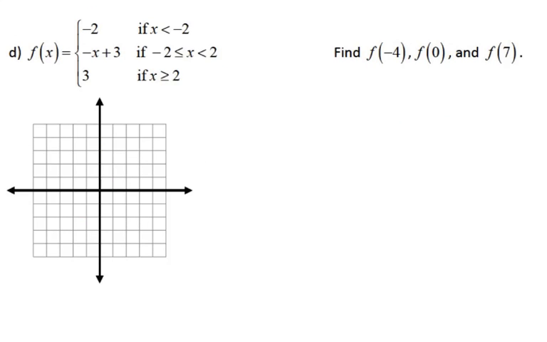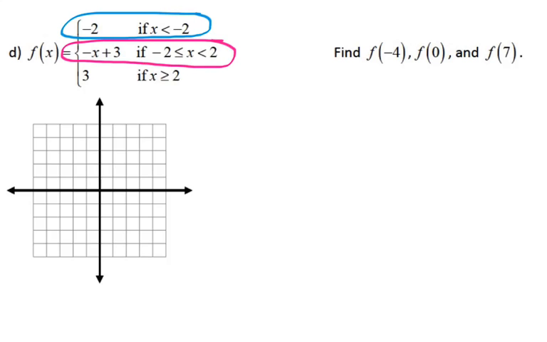All right, letter D. Letter D, we have 3 pieces, so the process is still the same. I'm going to go ahead and color coordinate. It's negative 2 if x is less than negative 2. It is negative x plus 3 if x is in between negative 2 and 2. And it is 3 if x is greater than 2.